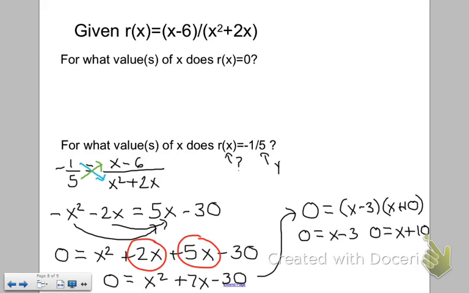When I solve each of those, I get x equals 3. And I get x equals negative 10. So for what value or values of x does r of x equal negative 1/5? We get two values in this case. We have an x value of 3 and we have an x value of negative 10.